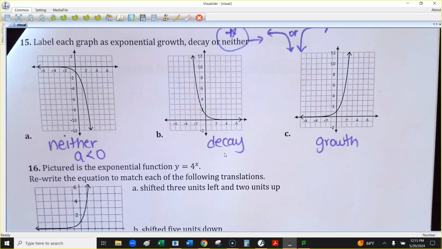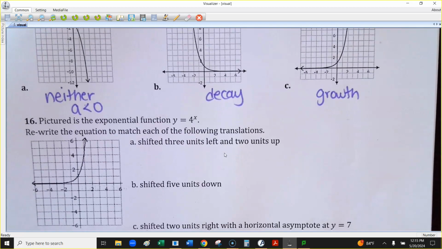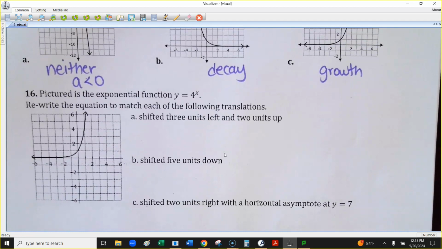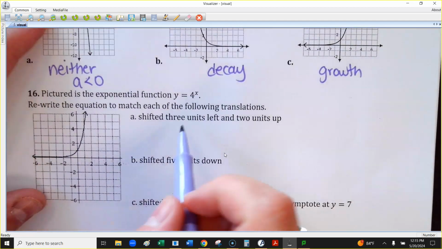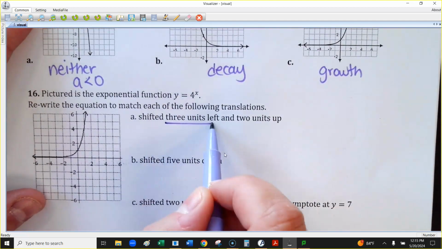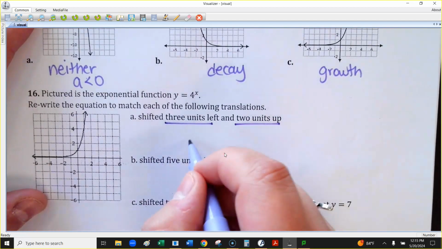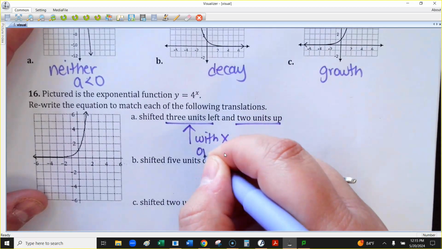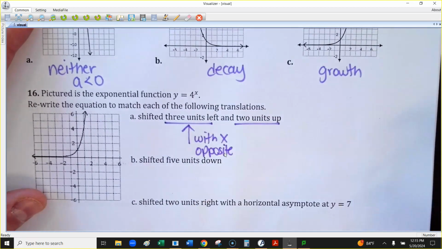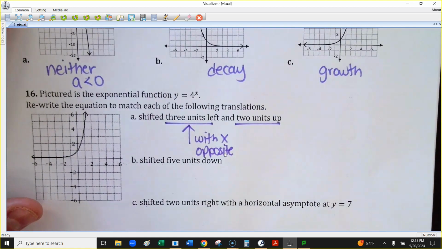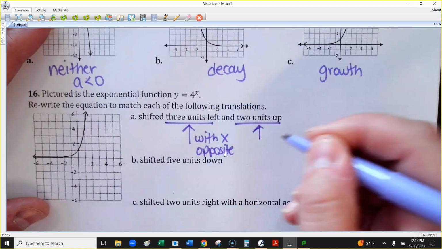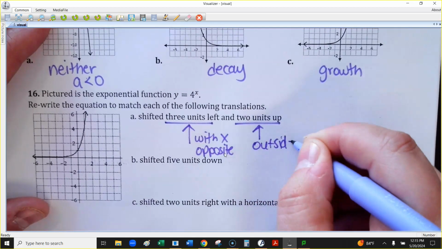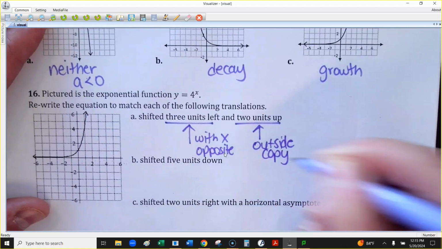Now you don't have to graph anything here. This is just y equals 4 to the x, and it's saying to manipulate the equation to reflect these transformations. So this says 3 units left, 2 units up. Left or right is going to be with x and the opposite of what you think. To me, left is like a negative, but it's actually going to be a plus. Whatever is up or down, you're going to put that outside whatever the operation is, and you're going to copy that number down.